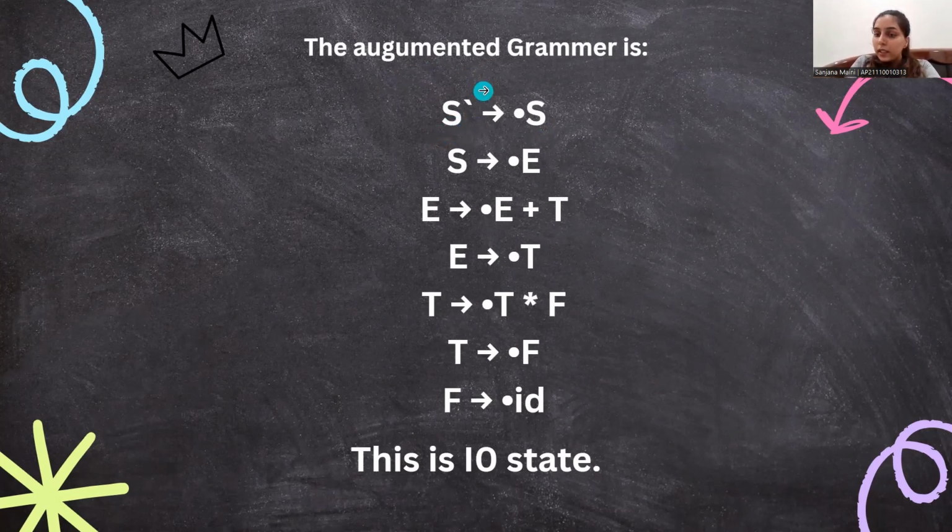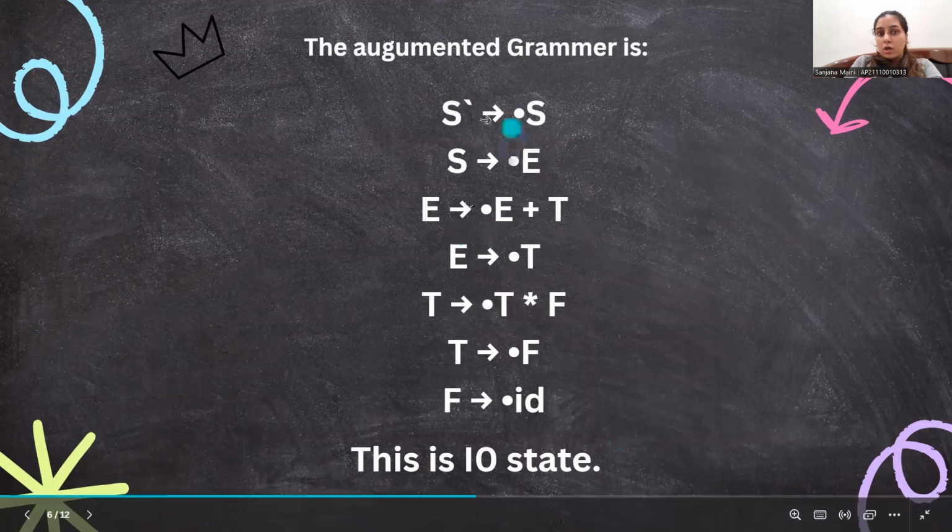After we create the augmented grammar, we write the LR0 items. Basically, for every production, on the right hand side, we introduce a dot. So for S dash tends to S, we write a dot in the beginning of the right hand side. Similarly, for each production, we add the dot symbol in the beginning of the right hand side. So this becomes our I0 state, the I0 state of our grammar.